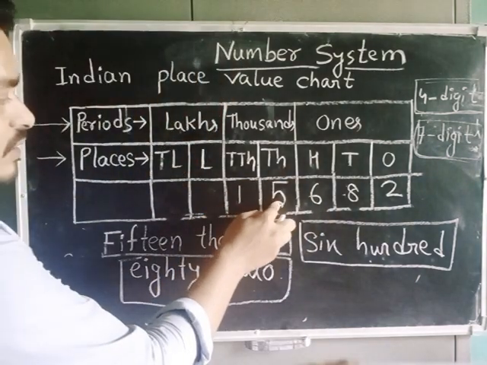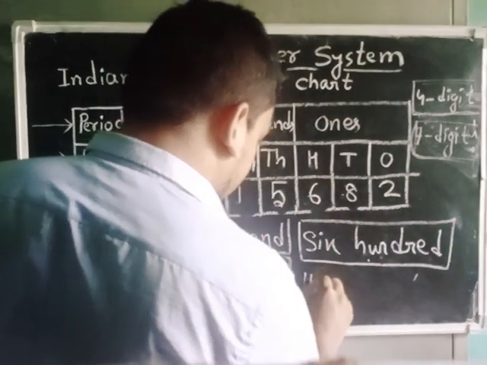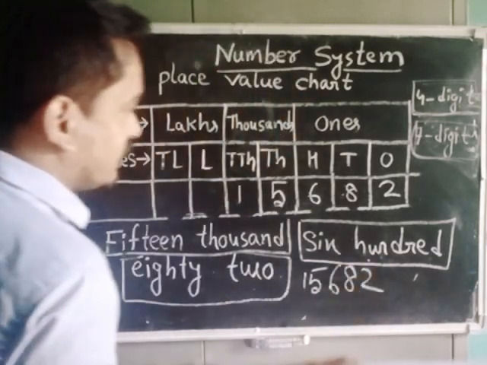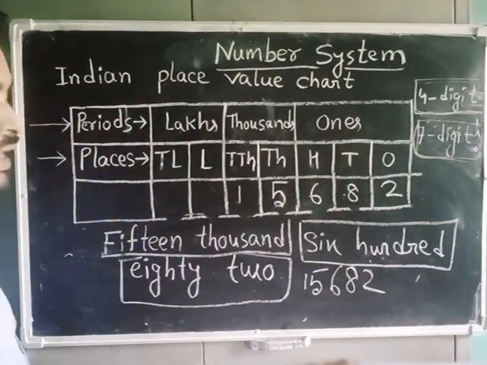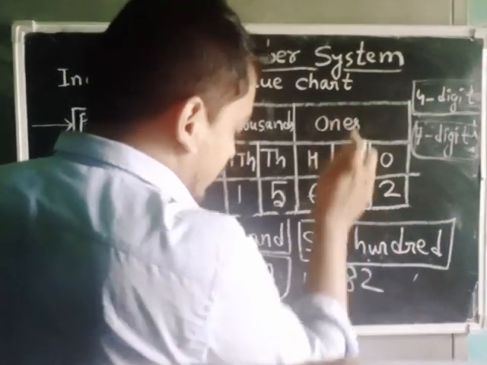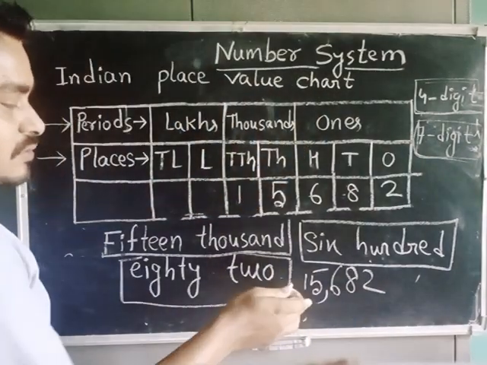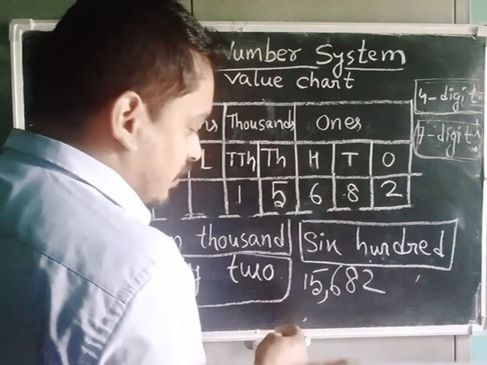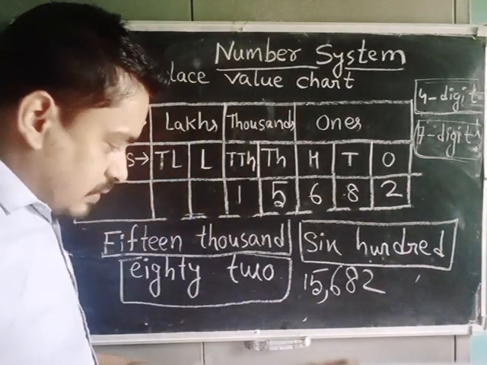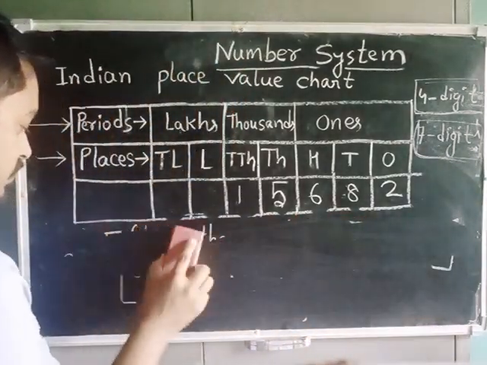So you see 15,682. So how to write this number? 15682. And another thing, we have to use comma after every period. So you see these 3 make the first period, that is once. So after 3 digit we will use the comma. Understand? So what number we have here? It is 15,682. In this way all the answer will be in this way.